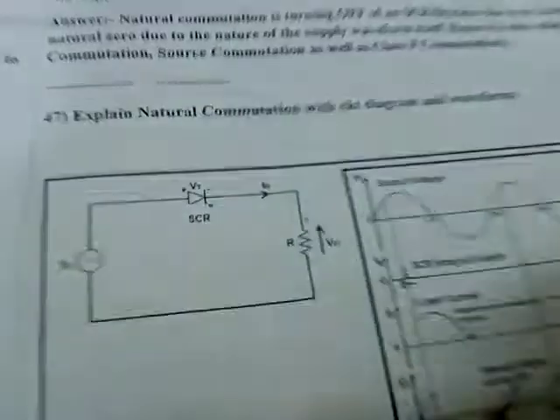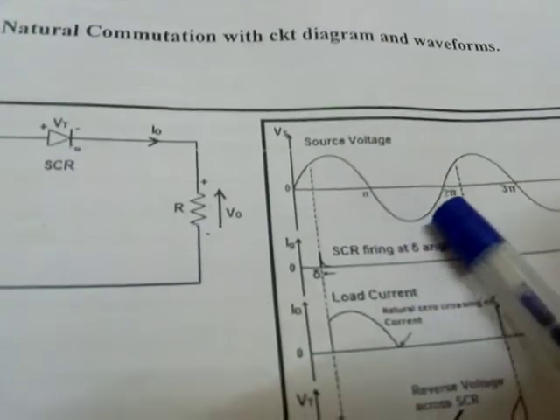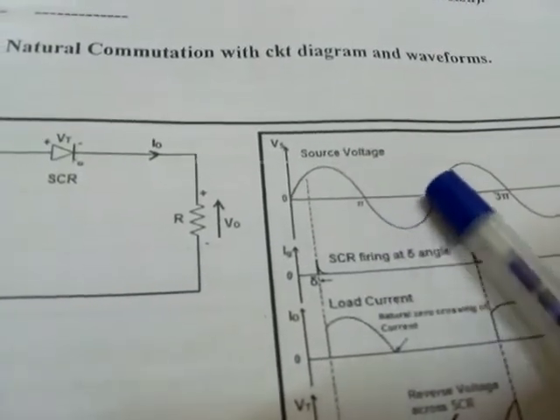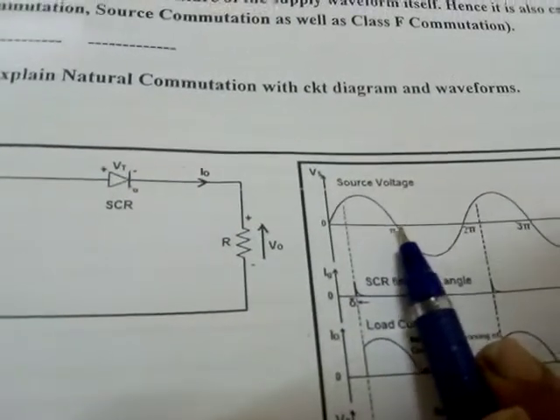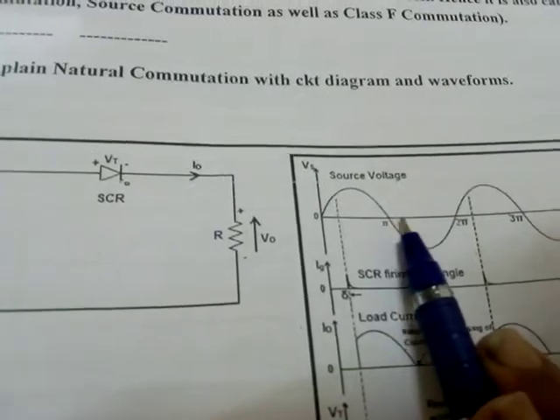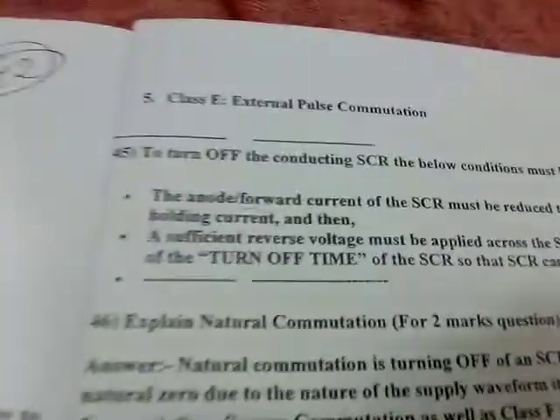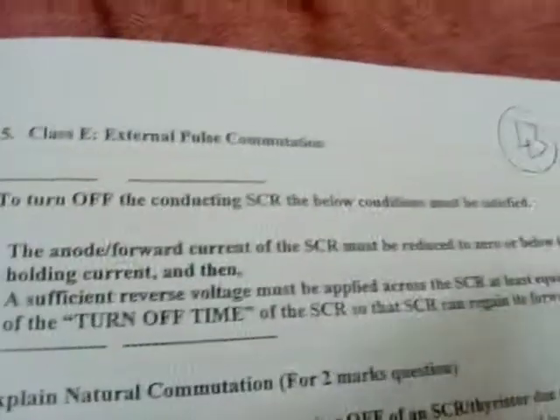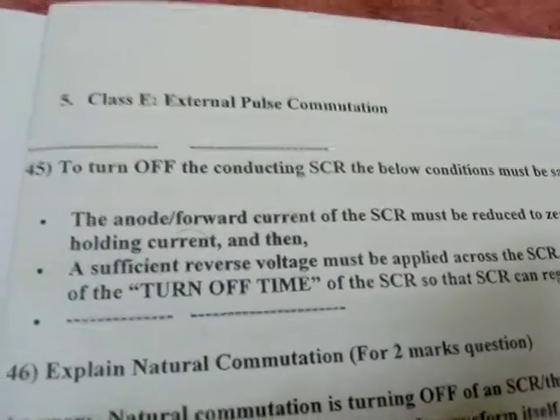So in AC you have enough time. It becomes 0 and the applied voltage will be reversed for so much duration. We need only some small microseconds. So if a reverse voltage is applied across the SCR for some small time, say 50 microseconds, the SCR will regain its state. So these two conditions are to be satisfied for proper commutation of the SCR.